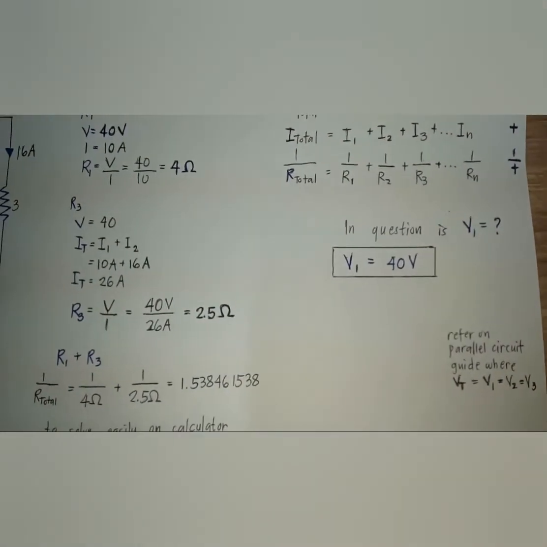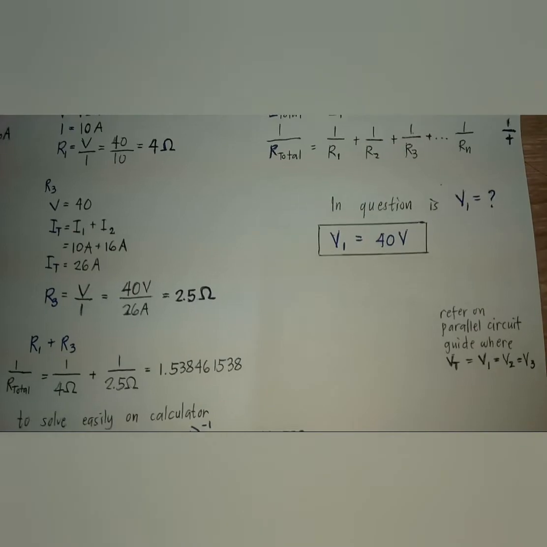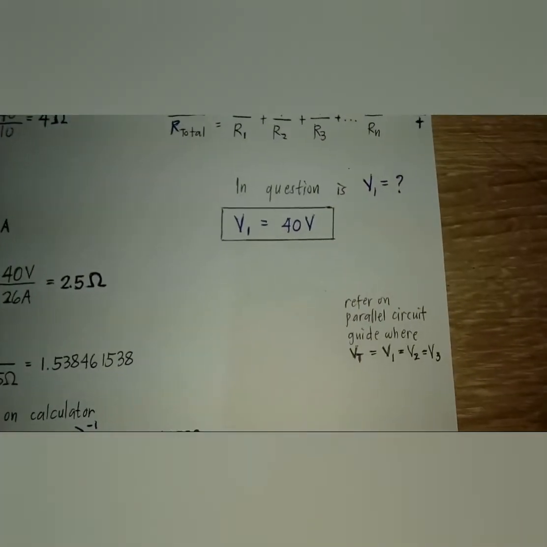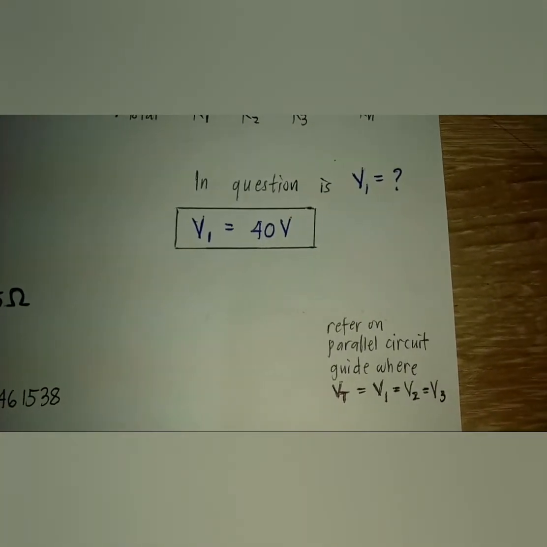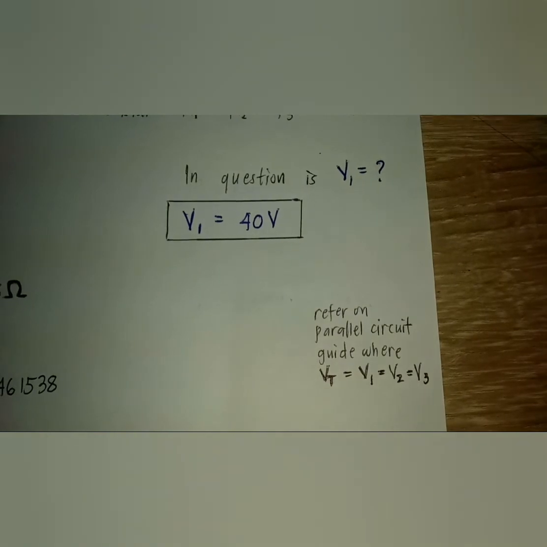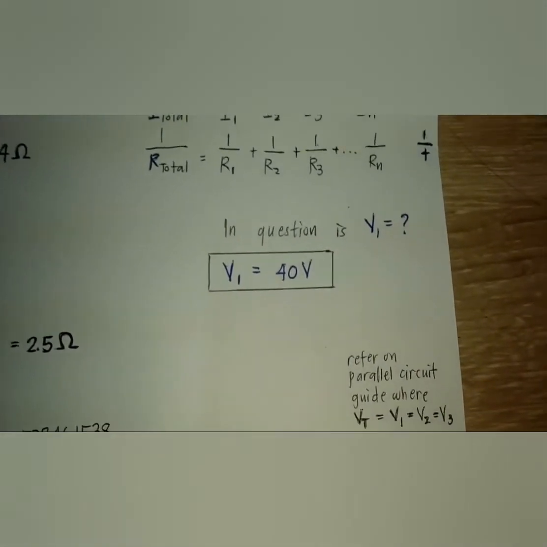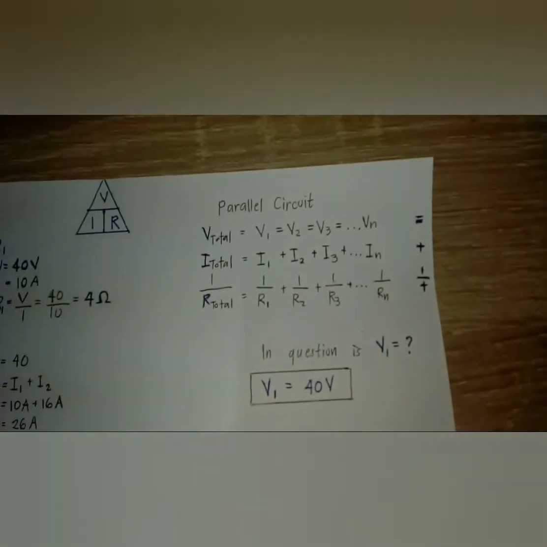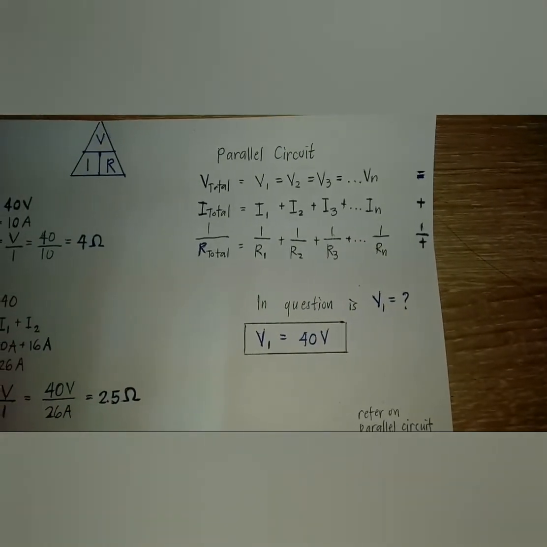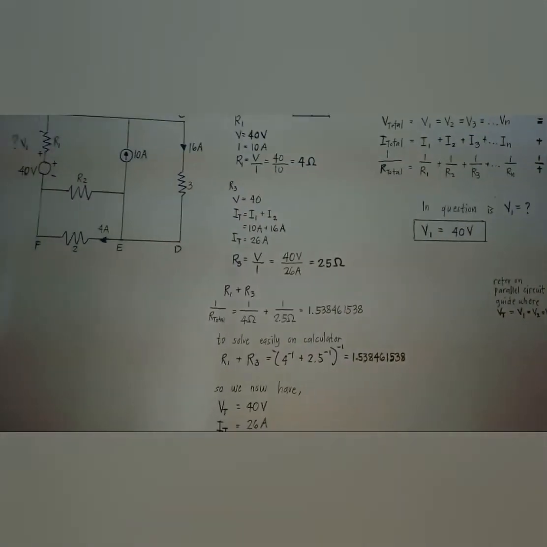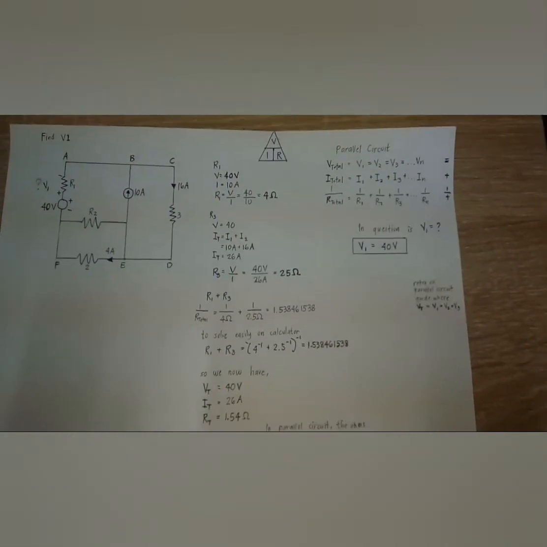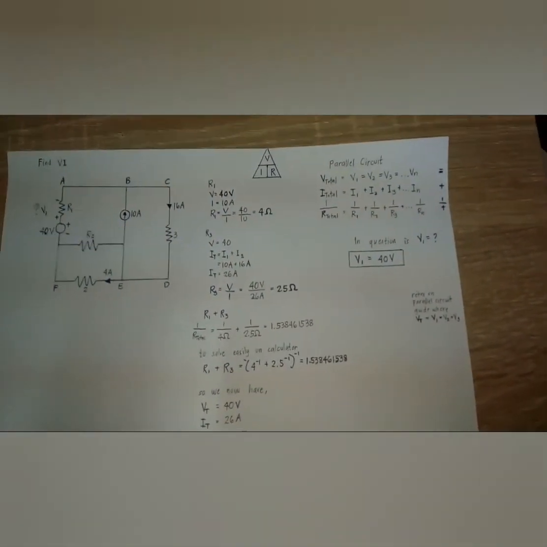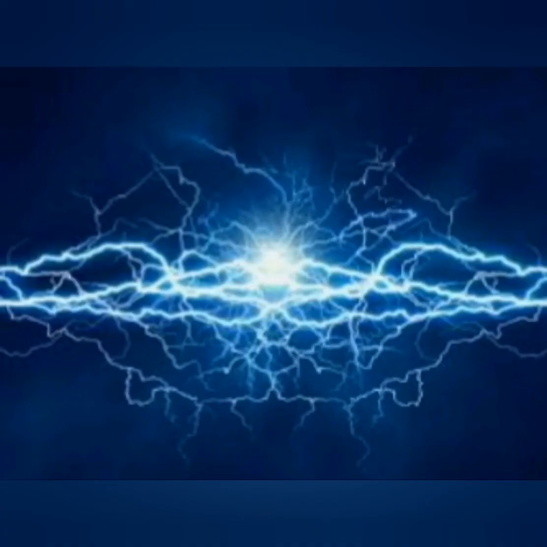So the one in question is V1. V1 would be 40 volts because in the parallel circuit, the guide shows V total equals V1 equals V2 equals V3. And if you're wondering about the R2 value, it only shows as a confusion in the diagram. However, don't be confused and just remember the law.